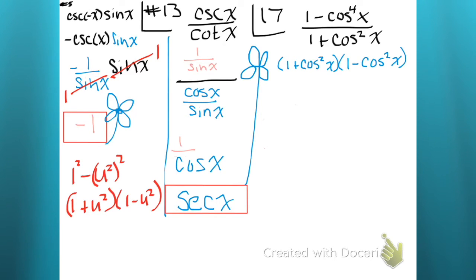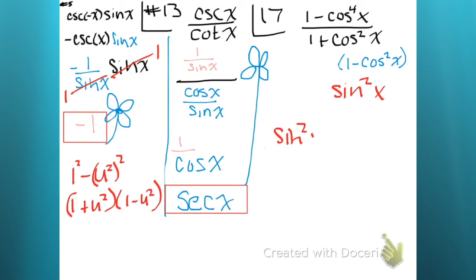Because these trigonometric expressions work just like algebraic expressions. I have 1 plus the cosine squared, 1 minus the cosine squared, and I write it all over 1 plus the cosine squared x. What's next? Anybody see anything to reduce? I deduce that 1 plus cosine squared divided by 1 plus cosine squared is 1. So they become 1.